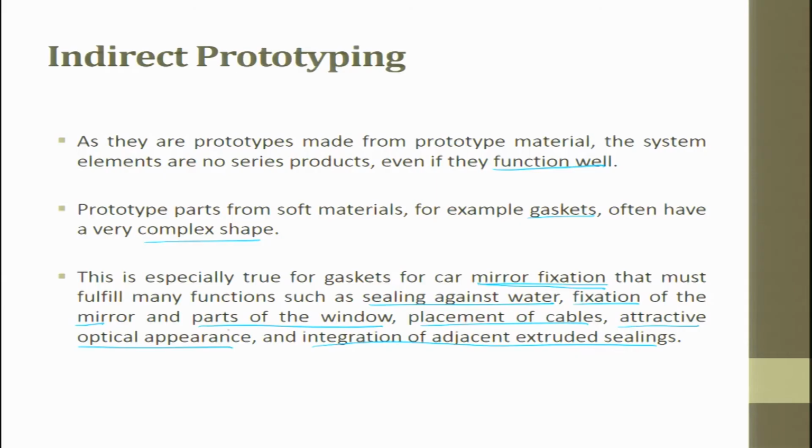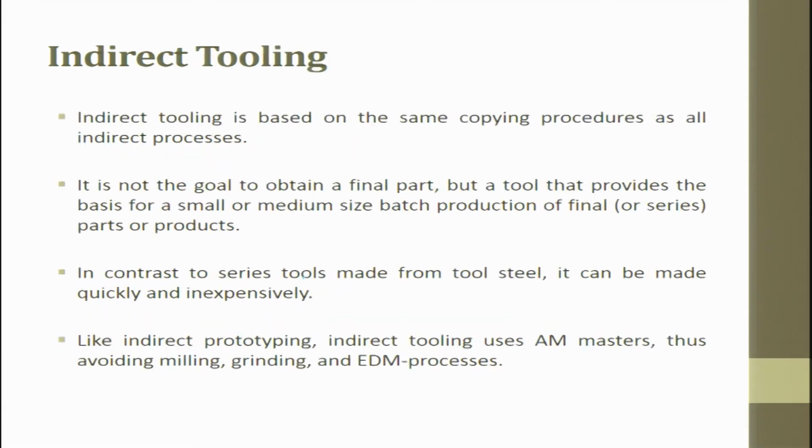Then this mirror has to be sealed from water. The fixation should also be such that the mirror withstands major impacts, for example, when the car goes at 60, 70, 80 kilometers per hour and rams against potholes, so it should not fall down. It is also made to withstand higher impact when it touches another car. So, mirror fixing is an example, and the gasket made for this mirror fixing is a true example of indirect type prototyping.